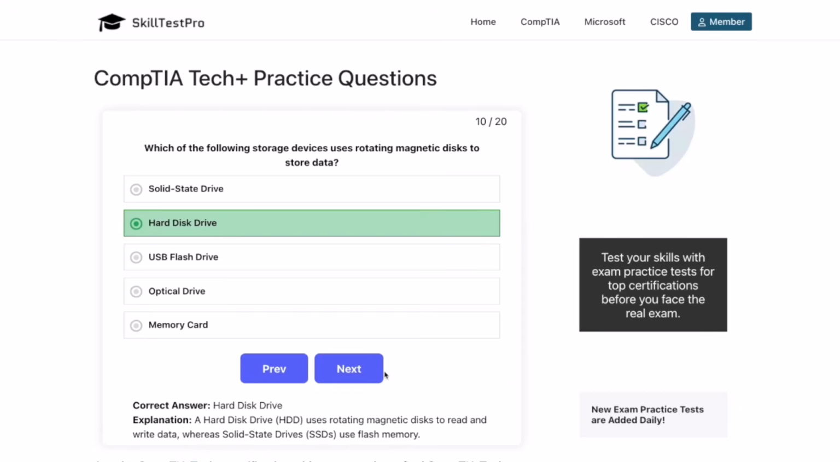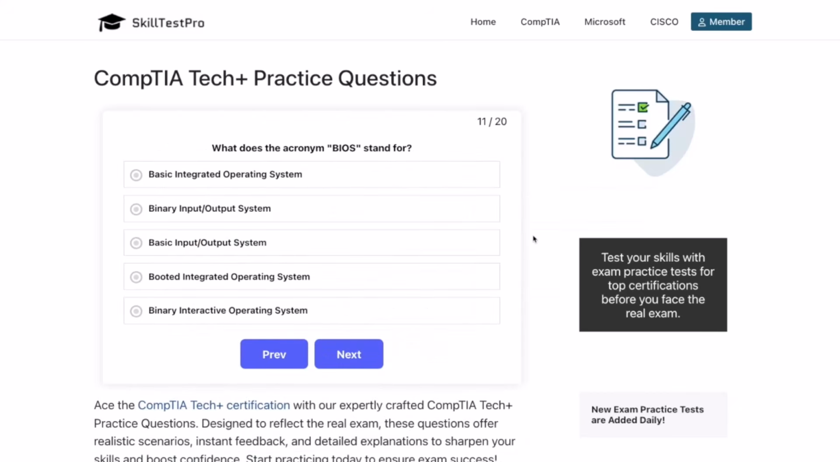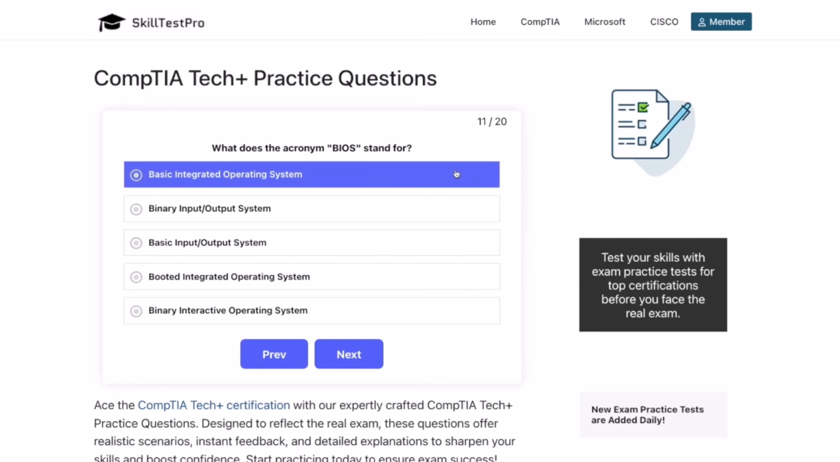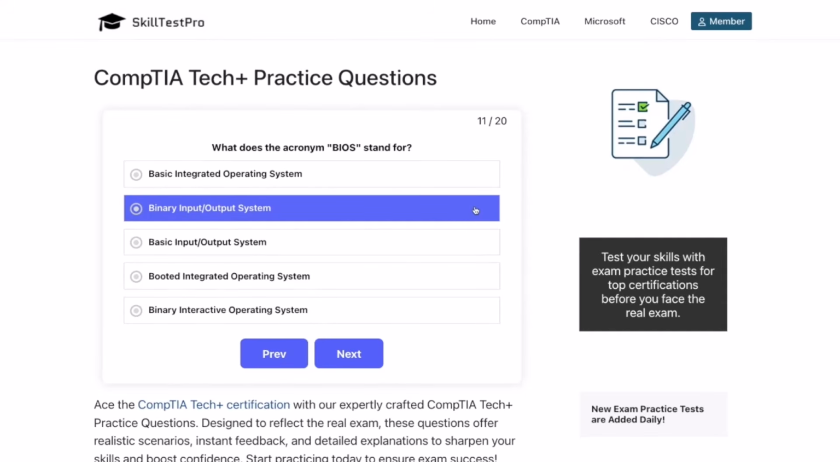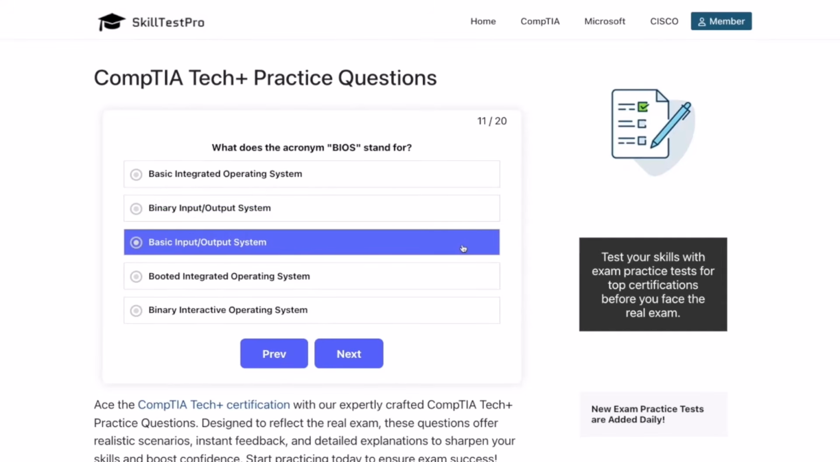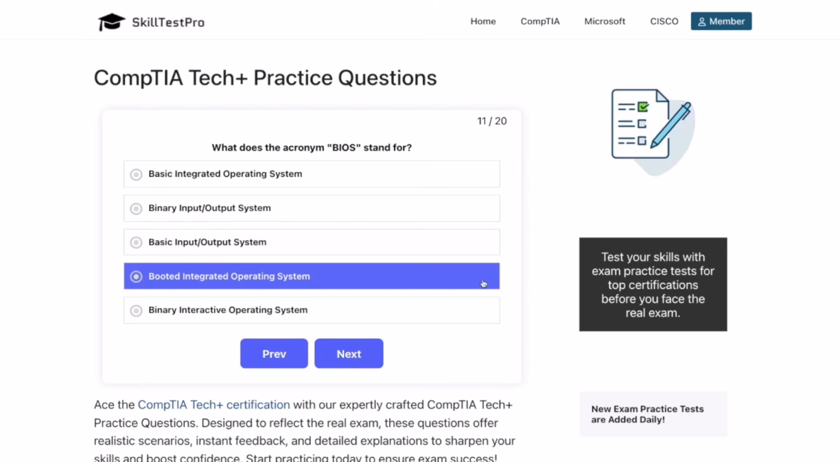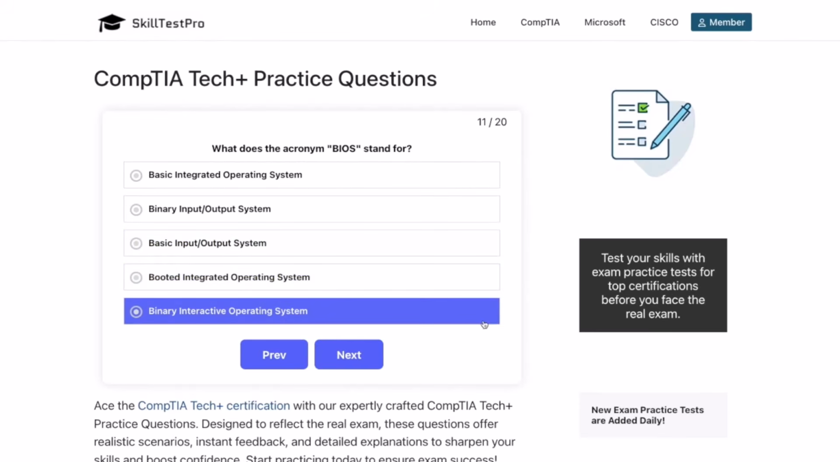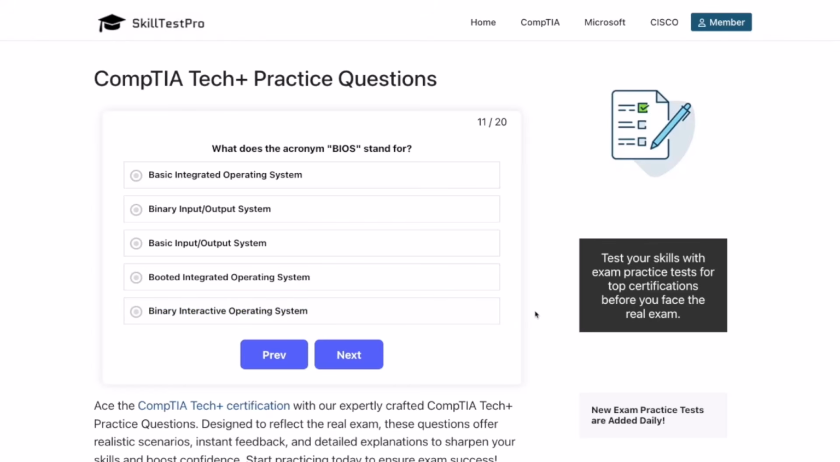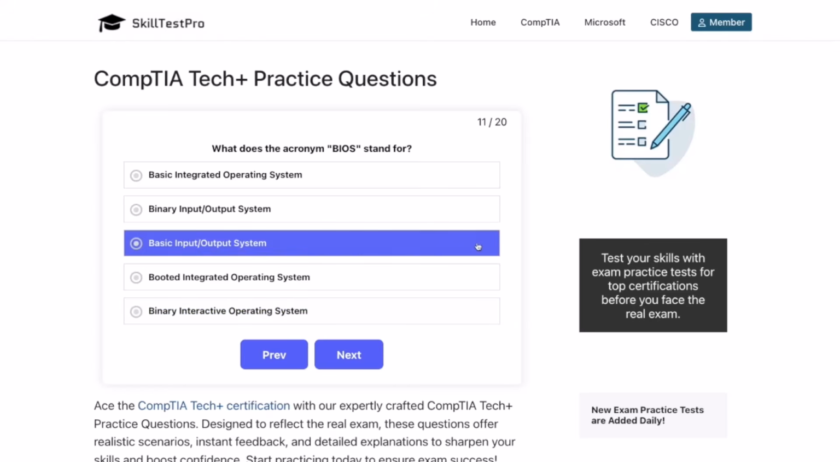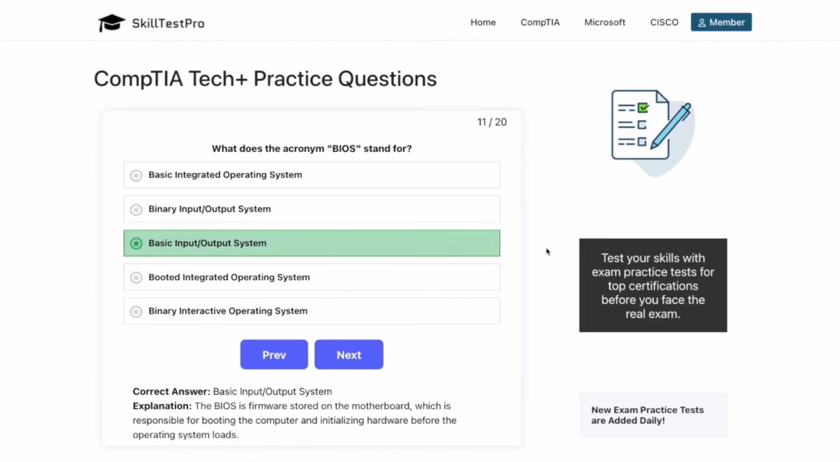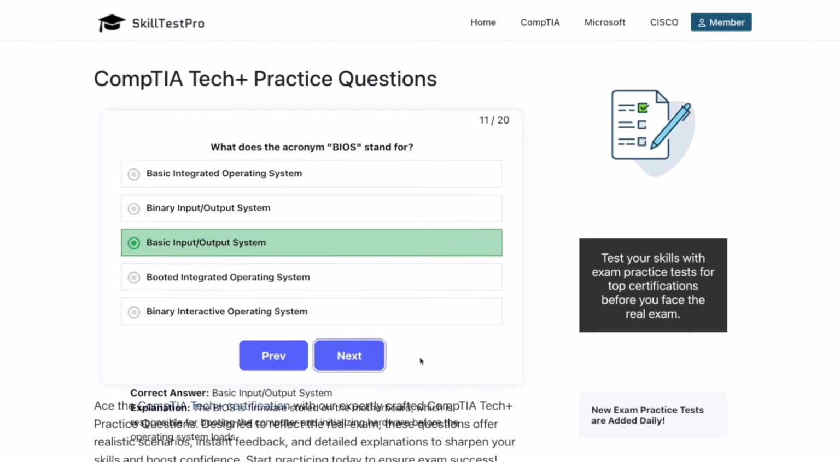All right, you guys are doing great, halfway there. Question 11. What does the acronym BIOS stand for? Basic Integrated Operating System, Binary Input-Output System, Basic Input-Output System, Booted Integrated Operating System, or Binary Interactive Operating System? The correct answer is Basic Input-Output System. The BIOS is firmware stored on the motherboard, which is responsible for booting the computer and initializing hardware before the operating system loads.